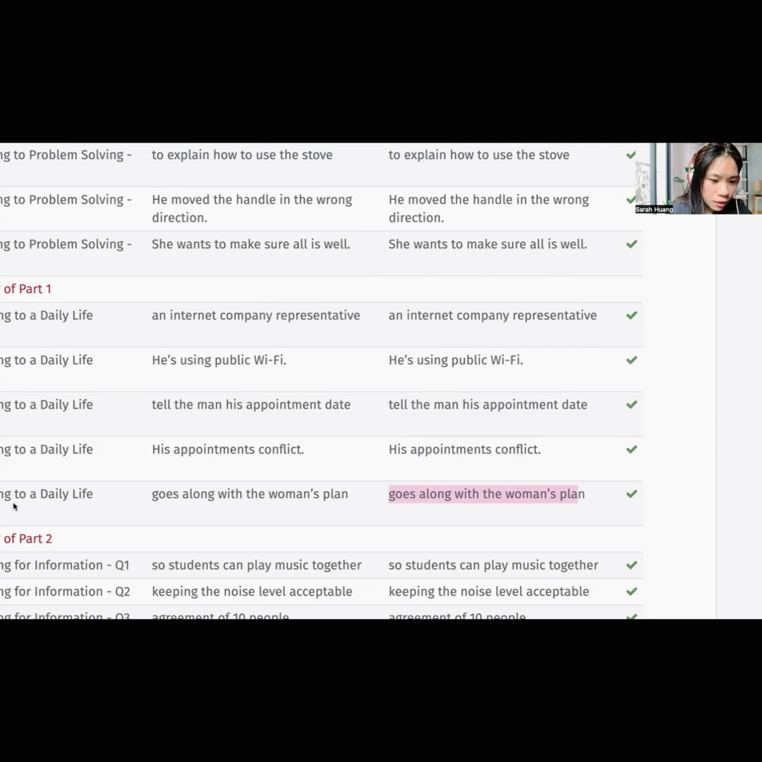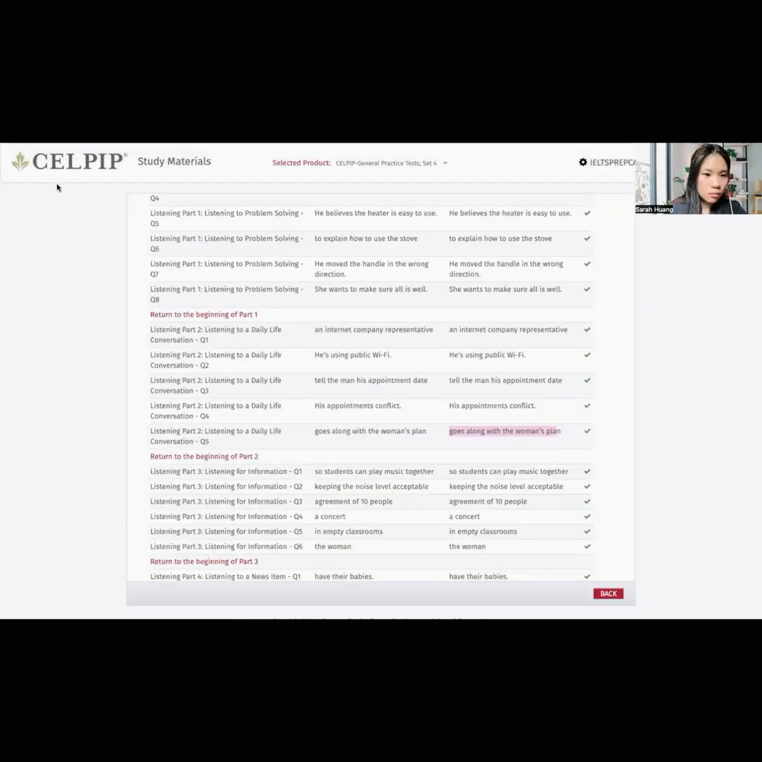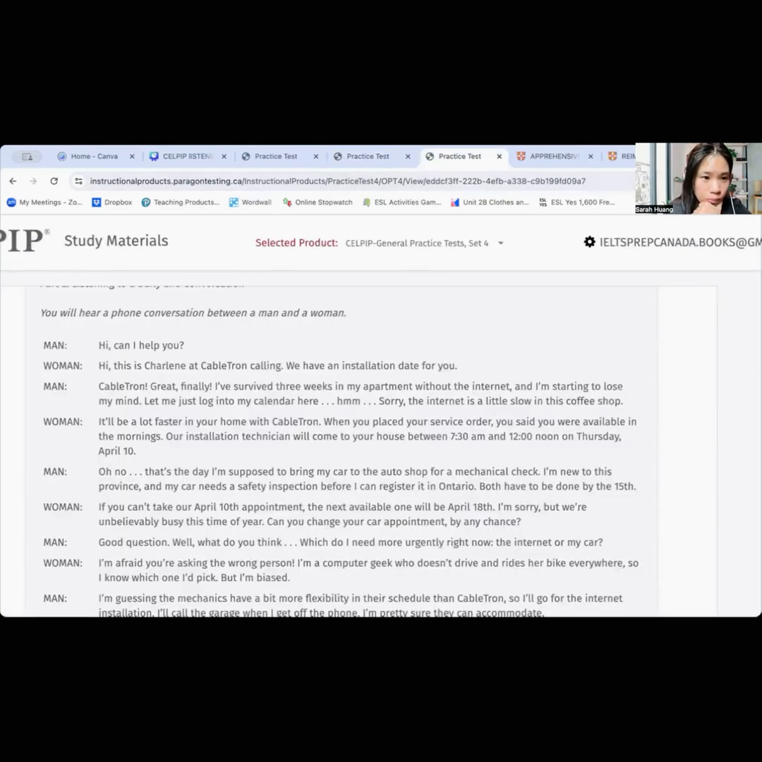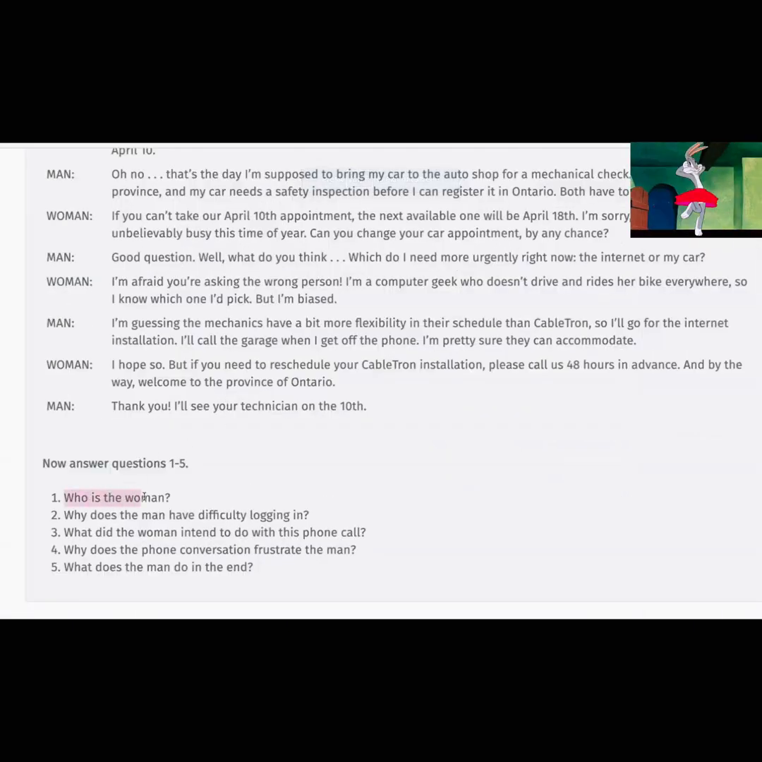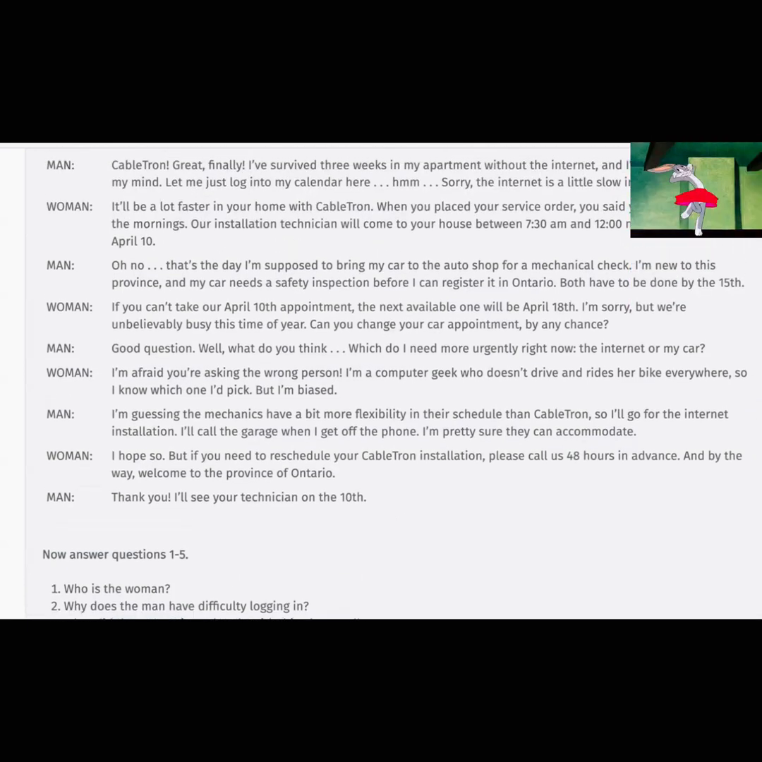So now we can have a look at the transcript. Yeah. So these are the questions. Who is the woman? Why does the man have difficulty logging in? So these two are the general idea. What did the woman intend to do with this phone call? Specific information. Why does the phone conversation frustrate the man? Yeah, so inference. And what does the man do in the end? So that's conclusion. Yeah. So we can have a look.